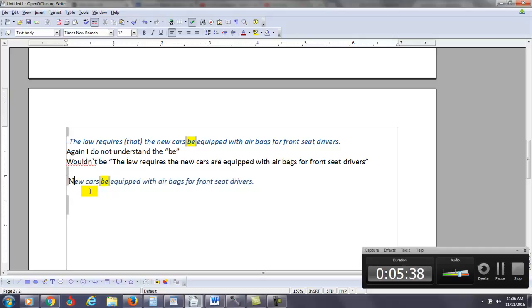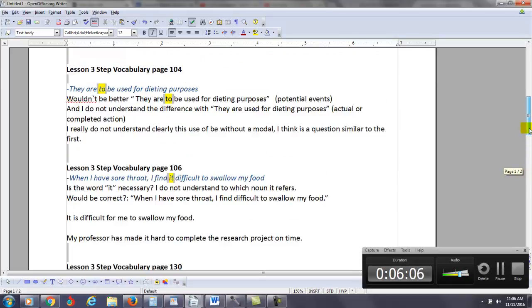You could say new cars should be equipped with airbags for front seat drivers. You could say it this way, and it has the same meaning as the law requires that the new cars be equipped with airbags. And you could say here, even though you don't see it, it's kind of implied, and that has the same meaning. So it really goes back to this question.